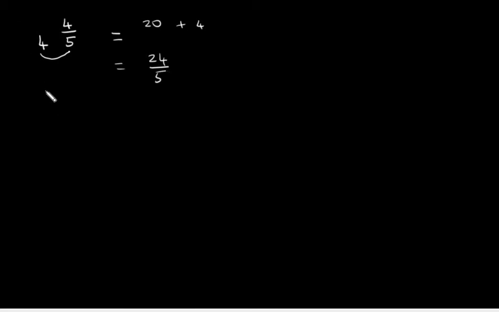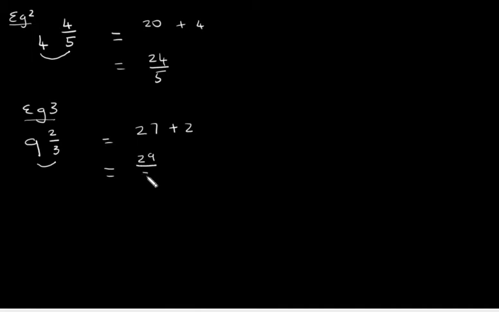Let's do another one. Let's convert 9 and 2 over 3 to an improper fraction. What do we need to do? We need to say 9 times 3, which is 27, and we need to add the numerator, and that will give us 29 over 3.